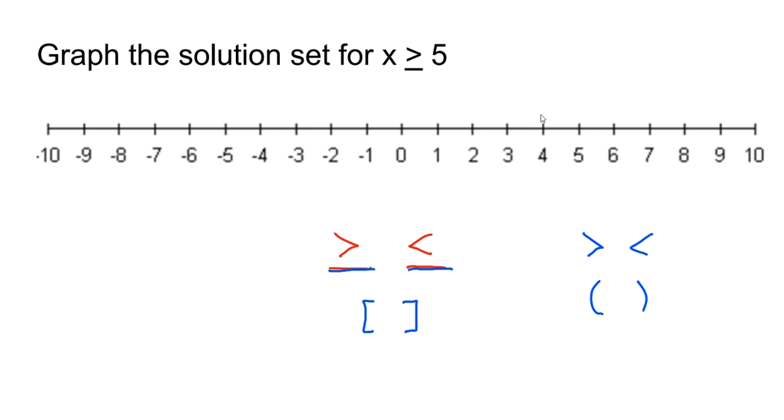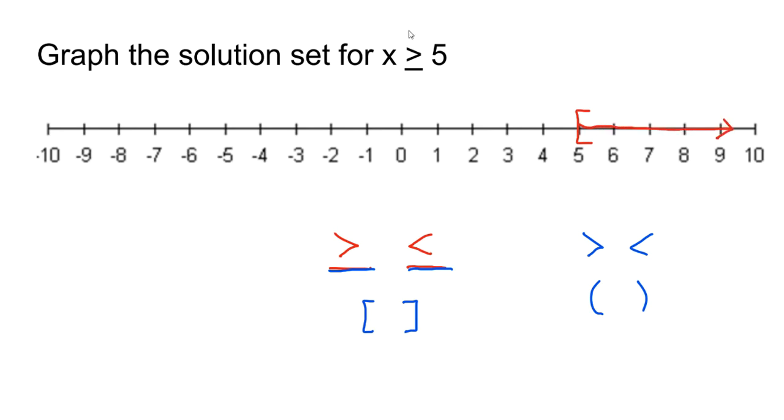So in this example, because we have the bar under our inequality, or as part of our inequality symbol, on the number 5, we're going to use a bracket. And then since it's greater than or equal to, and since our variable is first, we're going to shade to the right. So let me show you how I remember that.